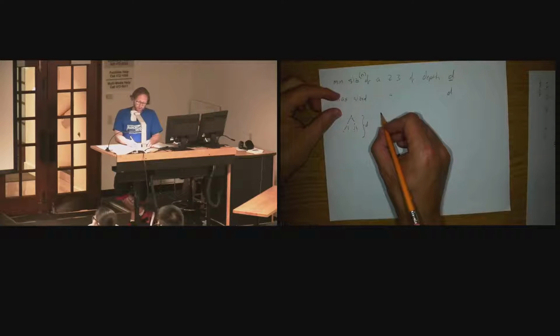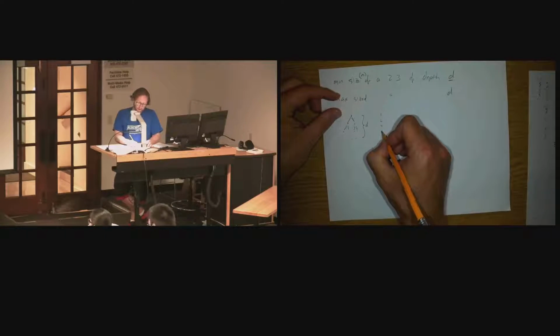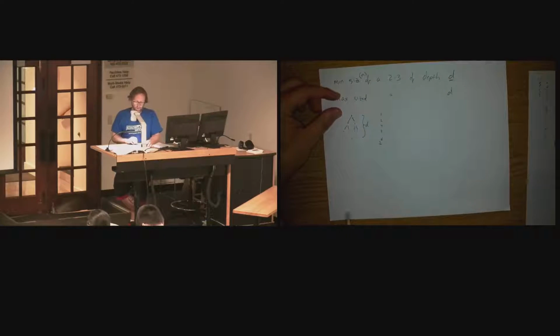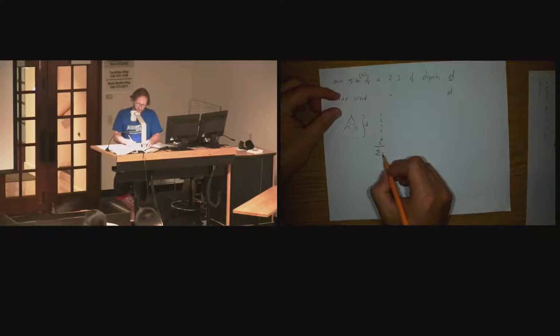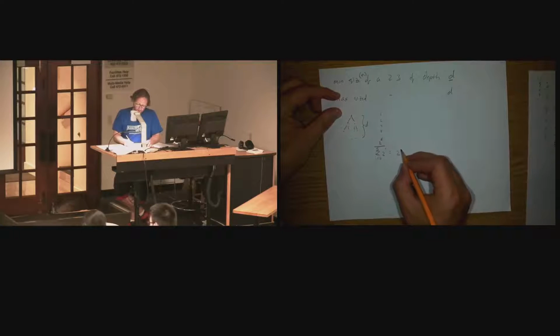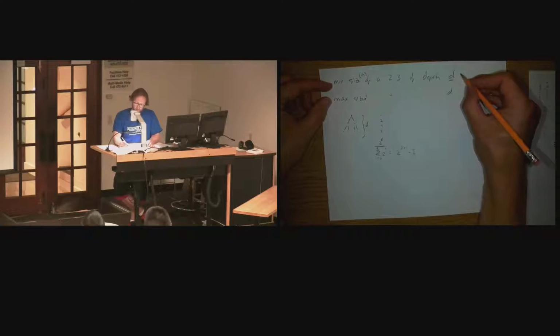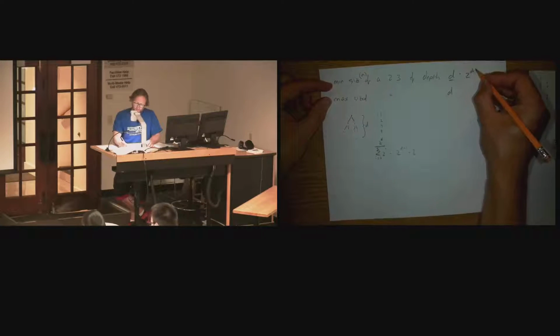Remember, at the first level there's 1 node. At the second level there's 2, 4, 8, and in general, at depth i, or depth d, it's going to be 2 to the d. What's the summation of all of these things? 2 to the i running from 0 up to d is going to be 2 to the d plus 1 minus 1. Right? That's the minimum size. So the answer here, we've already done this, 2 to the d plus 1 minus 1.